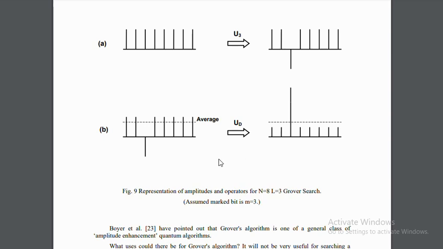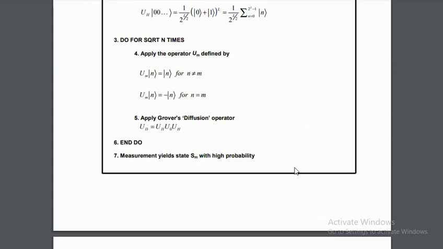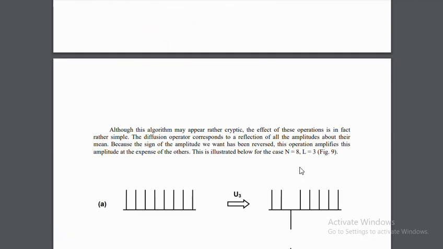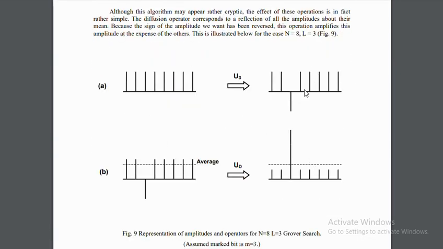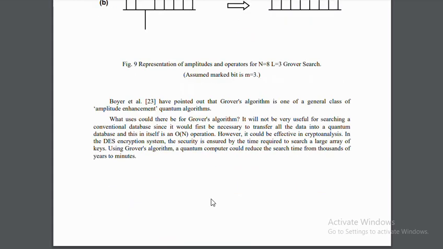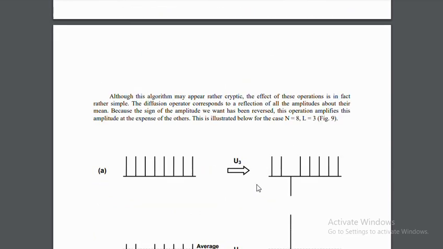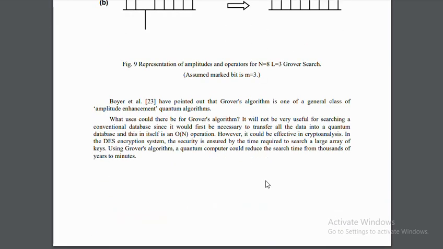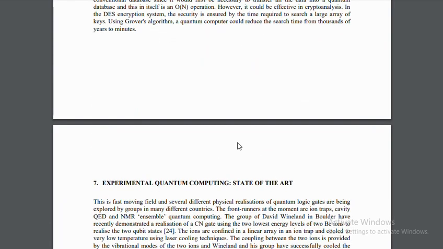There is a representation of amplitudes and operators for N=8 and N=3 in Grover's search. So what are the positions of those qubits, how is it calculating things inside, and it is giving the result for that. It is a diagram showing what will happen if any of the positions get disturbed. So all the things are written here, and if you want to read, you can pause the video and read it.